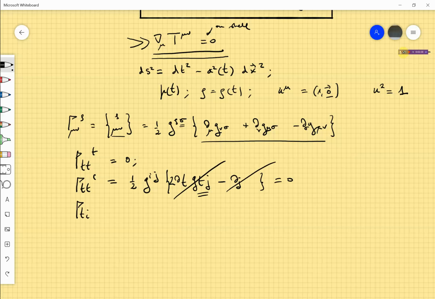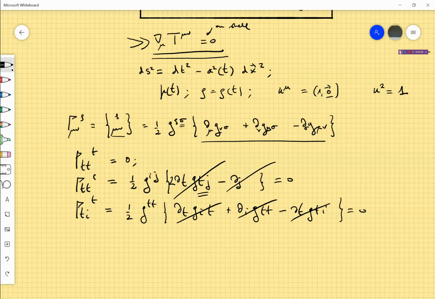Now let's go for the t components. Okay, now we know that this is going to be GTT, and I have partial t, sorry, GTT, but this is 0 for one reason, because it doesn't depend on xi. This is 0 because it is off diagonal, and minus partial t gti, which is also 0 because it is off diagonal. So also 0.